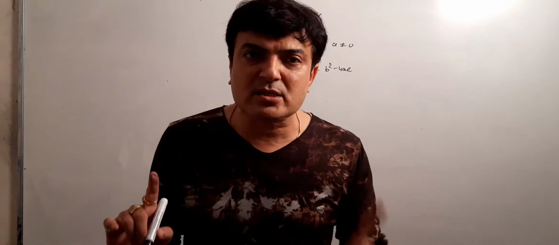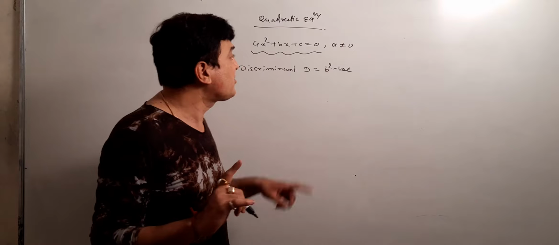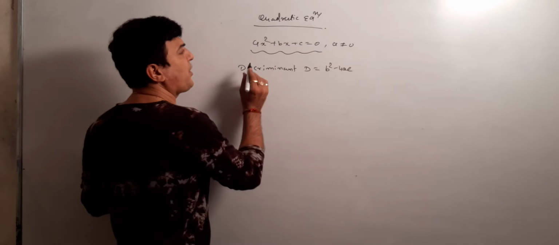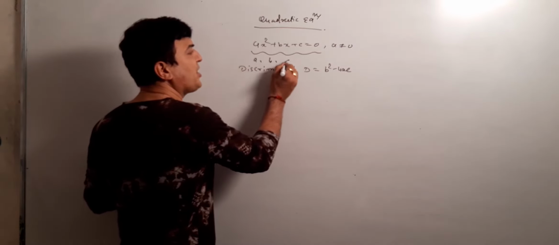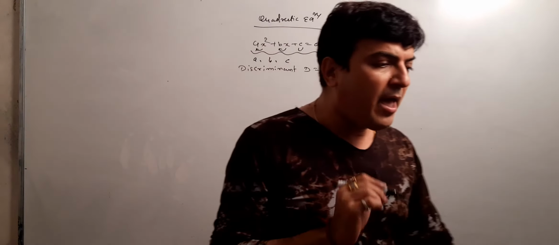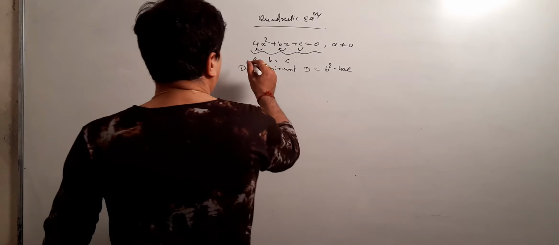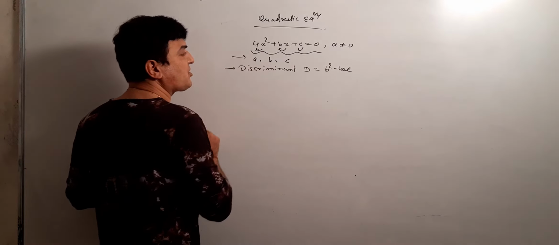There are 6 steps, keep the 6 steps in mind, then you can easily get the 3 marks. Okay, discriminant D is b square minus 4ac. First you have to find the a, b, c. X square multiple is A, X multiple is B, and constant is C. The coefficient of X square is A, coefficient of X is B, and there is no coefficient, it is the constant term, that is C. Okay, you can find A, B, C. This is the first step, this is the second step.